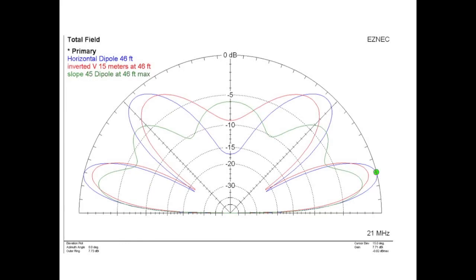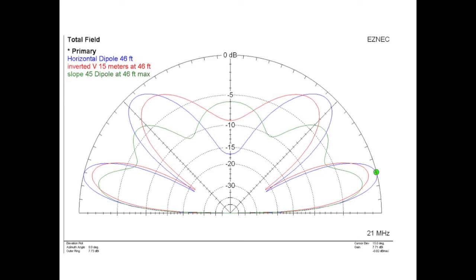Now, this plot shows a horizontal dipole, an inverted V, and a sloping 45-degree dipole, all at the same height, 46 feet. There are times when I use a sloping dipole. I can use one support, and I can walk the end out until the antenna is at about a 45-degree angle.